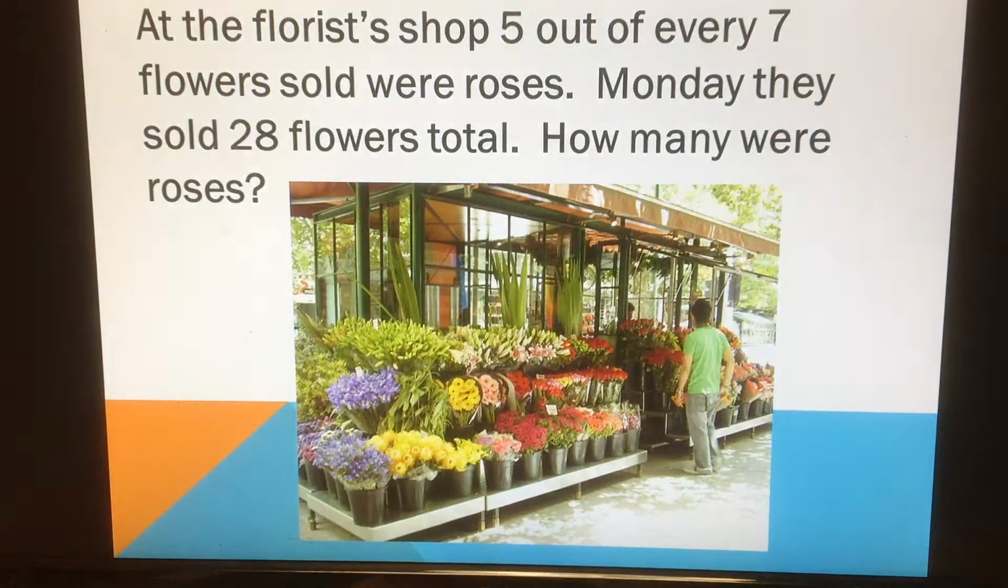Here's the kind of problem we worked on. At the florist's shop, 5 out of every 7 flowers sold were roses. Monday they sold 28 flowers total. How many were roses? We puzzled over the question for a while and then I helped them figure it out.